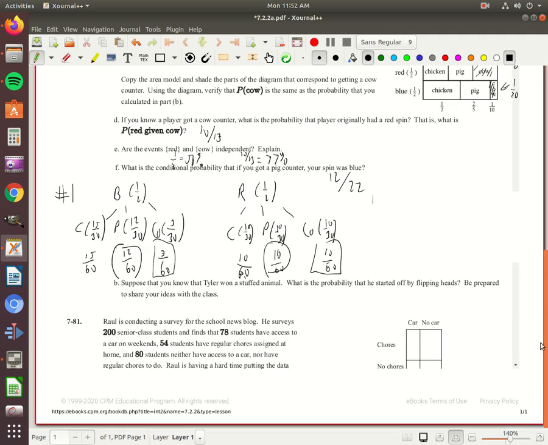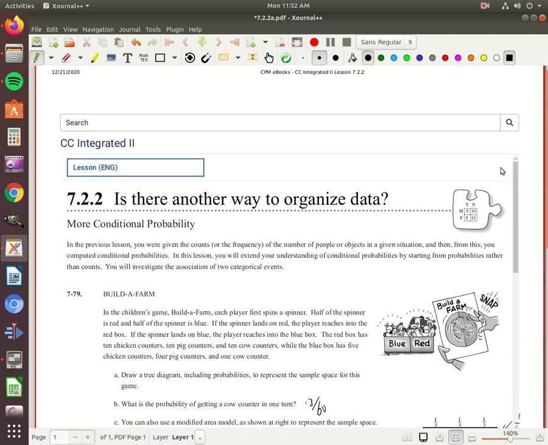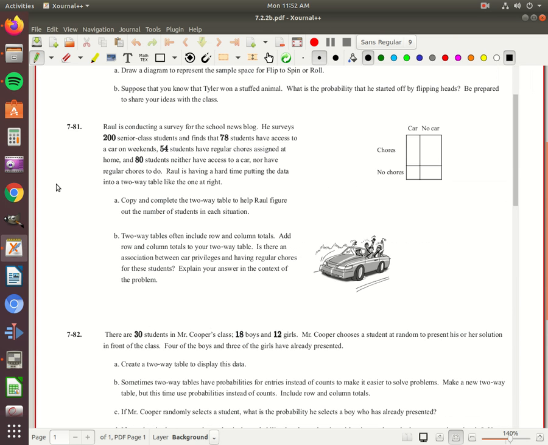Alrighty. Let's go ahead and do 781 and then we will be done for today. Conducting a survey for the school news blog. He surveys 200 senior students. So now we actually have to make our own table, right? So hopefully we're going to use some of that stuff that we talked about. 200 students, that's the total.